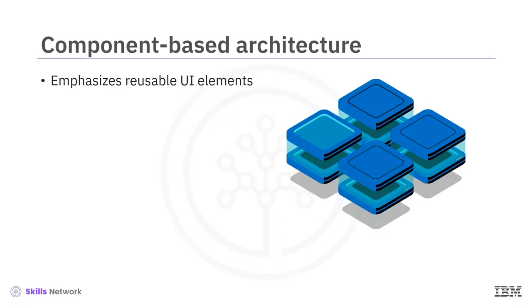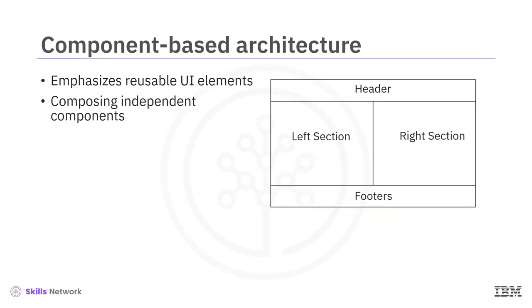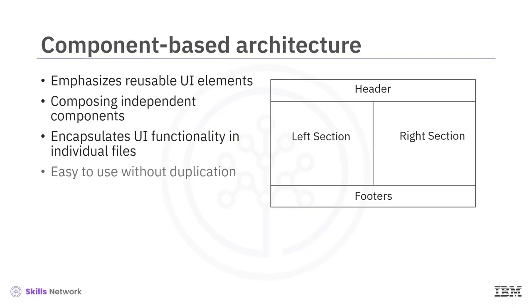In React, developers build UIs by composing independent components representing a specific web page feature. For example, developers can divide a website with headers, left and right sidebars, or footers. This modular approach allows developers to encapsulate UI functionality in individual files, making it easy to reuse components across multiple pages without duplicating the code.